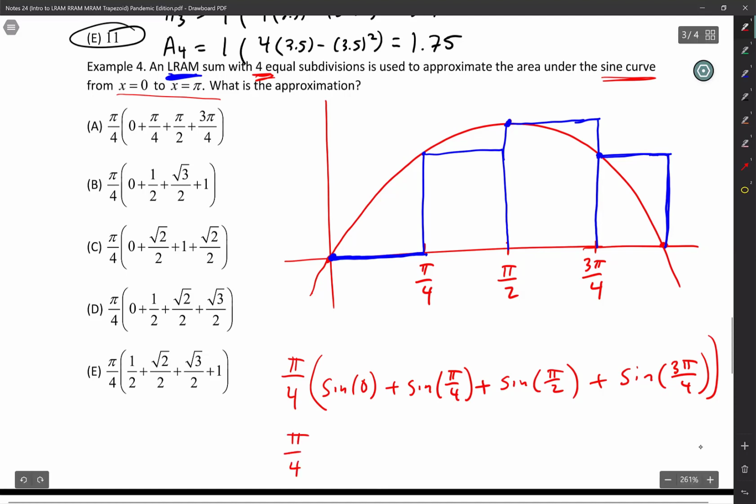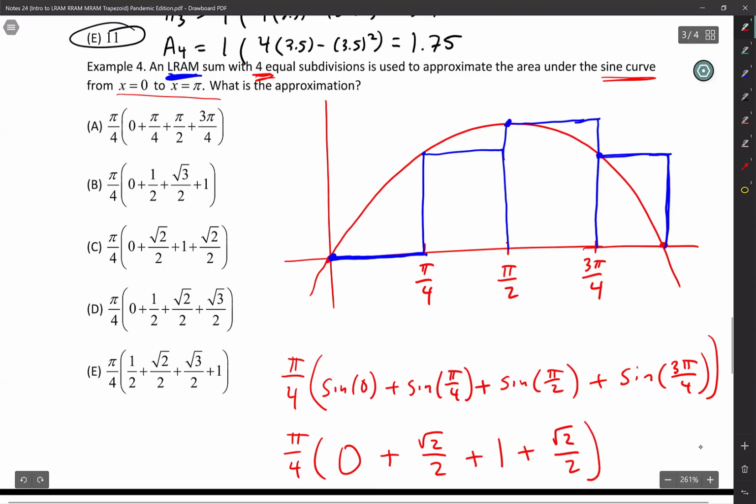Pi over 4. Sine of 0? Well, sine of 0 is 0, plus sine of pi over 4, which is square root of 2 over 2, plus sine of pi over 2. That's 1. So you've got to know a little bit of pre-calc, not a lot, but a little bit. And then finally, sine of 3 pi over 4, square root of 2 over 2.